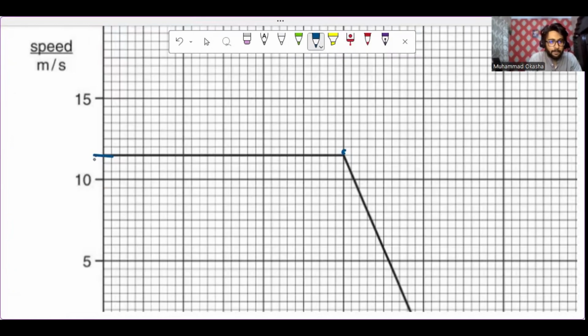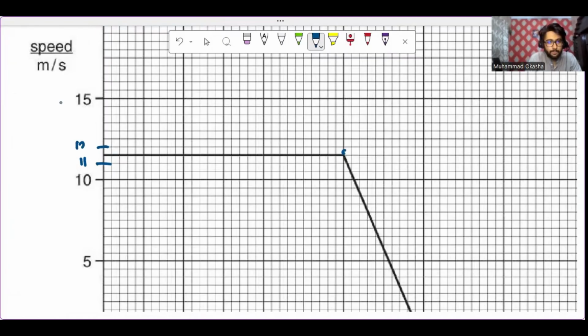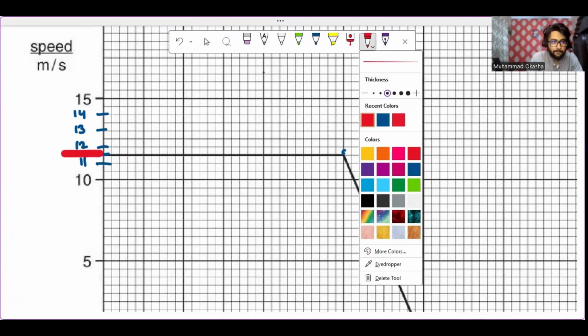There are 10 boxes between 10 and 15. So every box should represent one number, which means every two boxes represent one number. So 11, this should be 12, this should be 13, this should be 14. So a line that is between 11 and 12 should be 11.5. So this number over here should be 11.5.